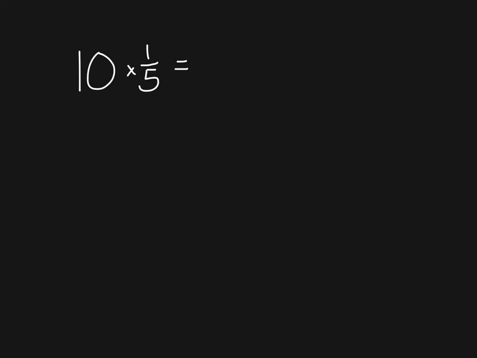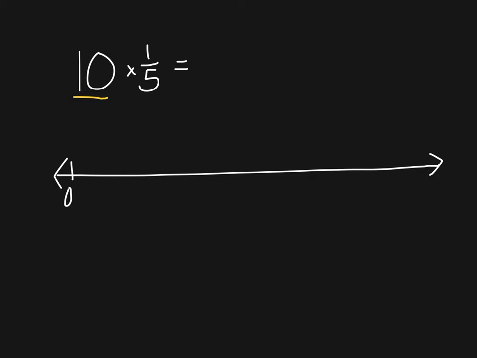I'm going to solve this problem in a slightly different way using a number line. Here we have 10 times 1/5. I'm going to start my number line with 0, and I'm going to put little marks on the number line. I'm going to put 10 dashes on the number line because that's how many equal groups I have. 1, 2, 3, 4, 5, 6, 7, 8, 9, 10.